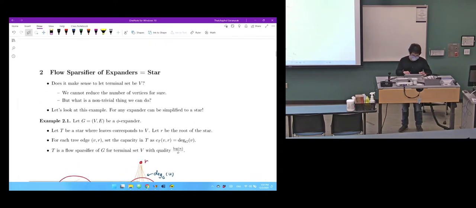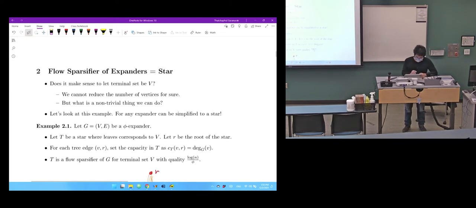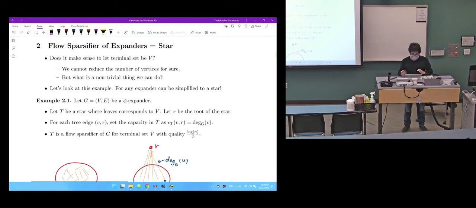Okay, but let me tell you one example of a flow sparsifier that is very simple. Roughly speaking, I want to say that a flow sparsifier of an expander is so simple. It's just a star. So that's just one sentence. And now let me elaborate.